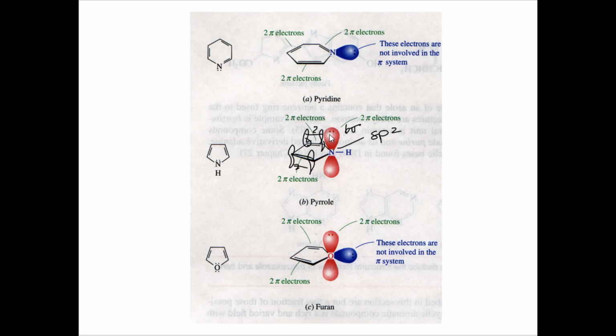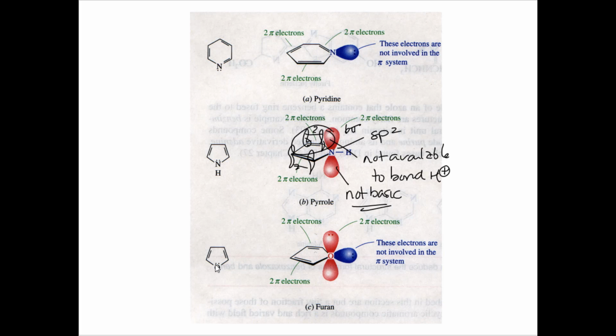Now, anytime the lone pairs are part of the pi system, they are not available. They are not available to bond an H+. And so therefore this nitrogen is not basic, because its lone pair is tied up in the aromatic system. For pyridine, its lone pair was outside of the aromatic system, so it was basic.